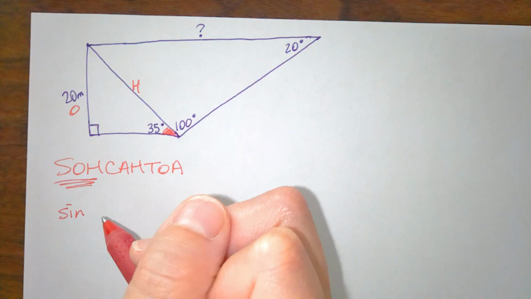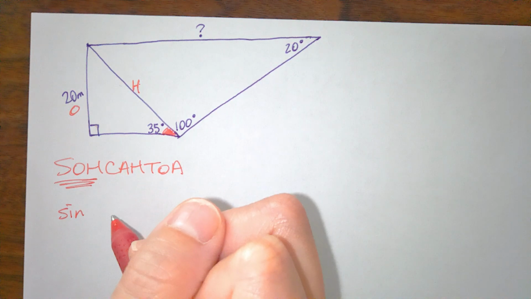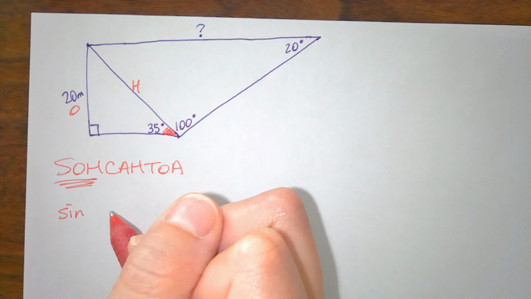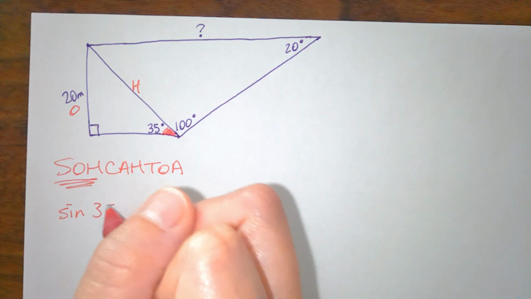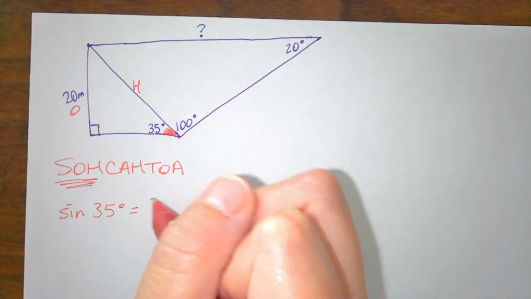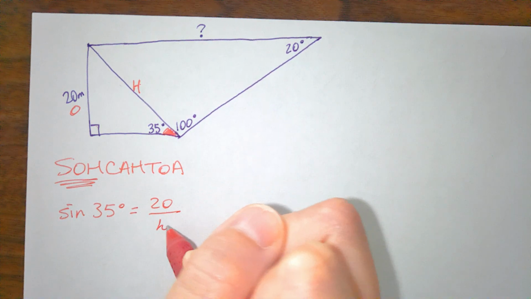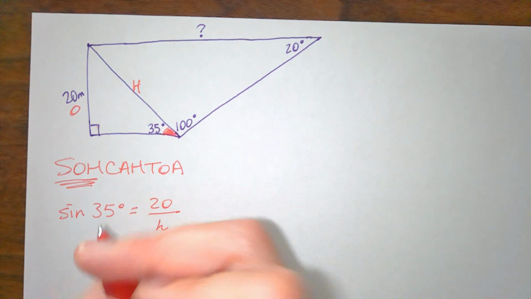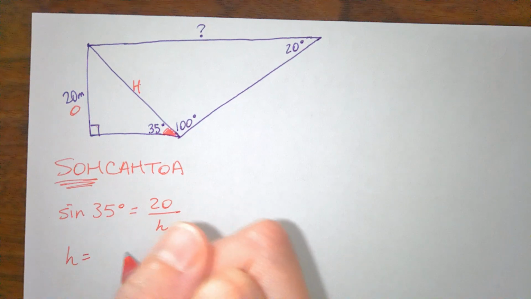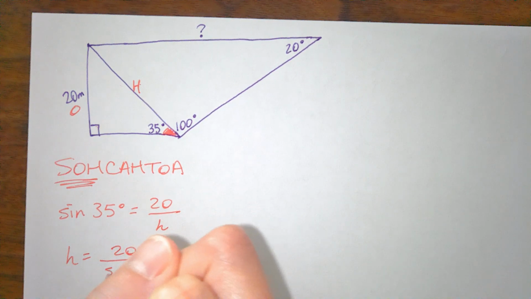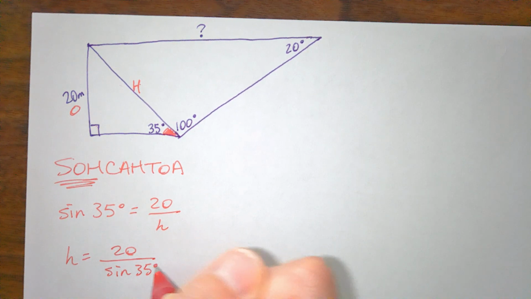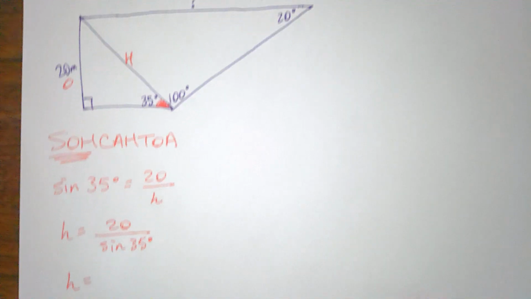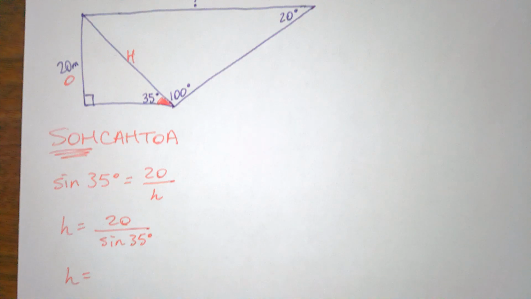Do we know the angle? 35. Yeah, so you are given the angle. Sine equals opposite over hypotenuse. Since the H is on the bottom, I'm going to be dividing. So H equals.